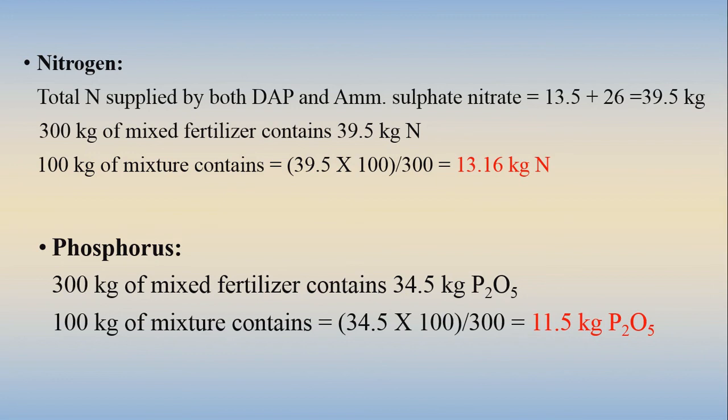And next one is phosphorus. For phosphorus we have only one source, that is DAP. So 75 kg of DAP supplies 34.5 kg P2O5. It means that 300 kg of the mixed fertilizer contains 34.5 kg of P2O5. Then how much does 100 kg of the mixture contain? That is 34.5 into 100 divided by 300, that is 11.5 kg P2O5.